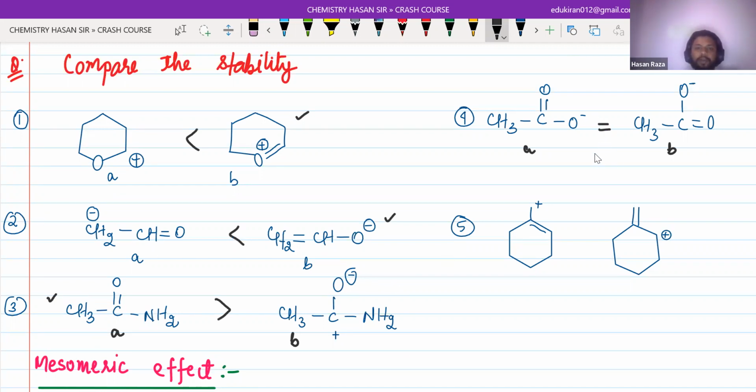Now these are equal because they are identical, so they will have equal stability. Now come to this. Same almost, so go for inductive effect. This is 1 degree and this is 2 degree. That's why this is more stable. It was so easy.